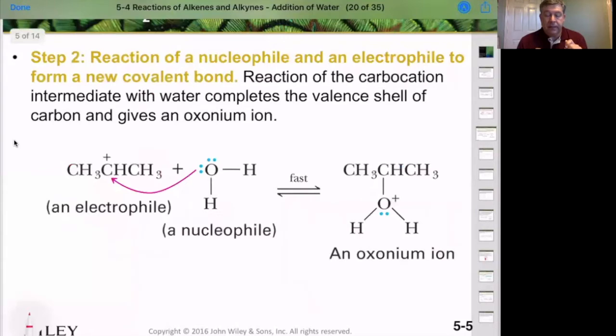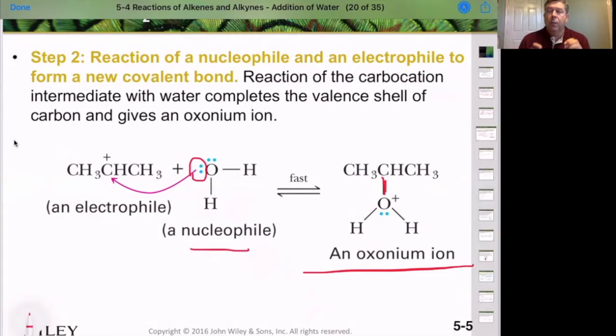So the next thing that can happen is our carbocation can now act as an electrophile, or as a Lewis acid, and accept a pair of electrons from the Lewis base. And in this case, the Lewis base, or nucleophile, is water here because it has a lone pair for it to bond to. And so when it reaches out and grabs and forms that new sigma bond here, we end up with a charged species, this oxonium ion.